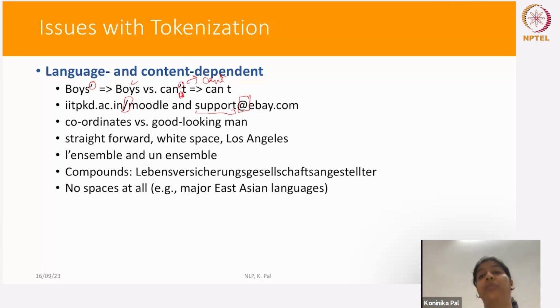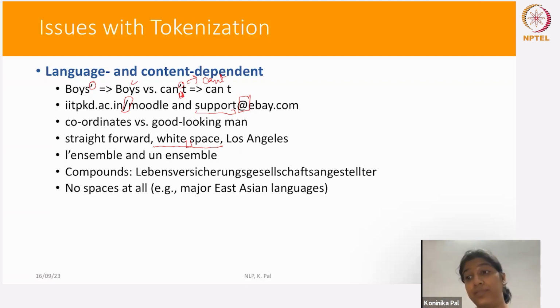Another very, very important problem here is the white space. There are many words that actually span multiple tokens, like Los Angeles, white space. White and space are two very different words, and if you bring them together, they have a very different meaning. So in this case, removing this particular space would lead to a problem.